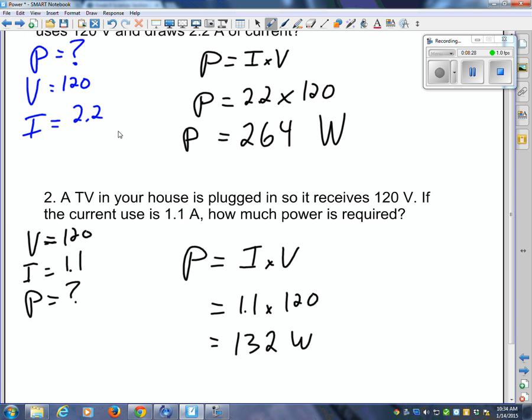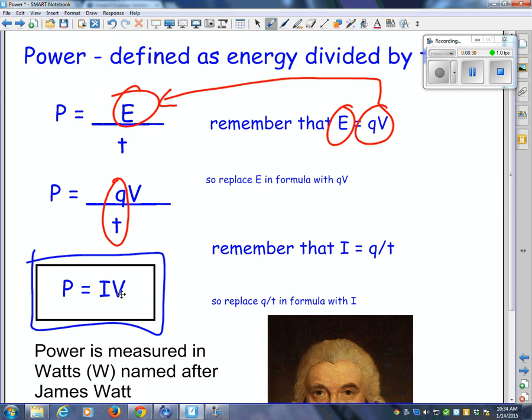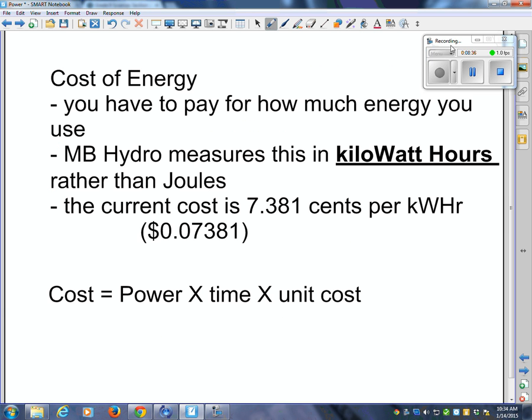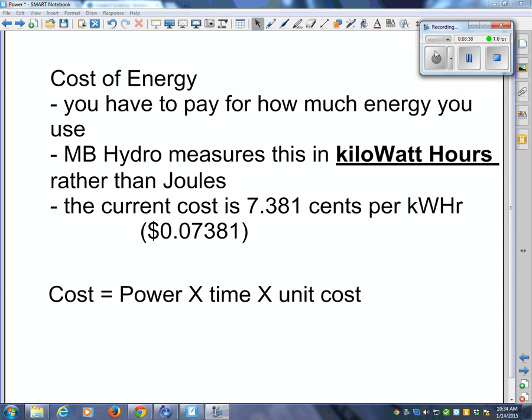Well, I times V, that's a multiply, right? When it's something over something, that's divide. Right? That's divide.